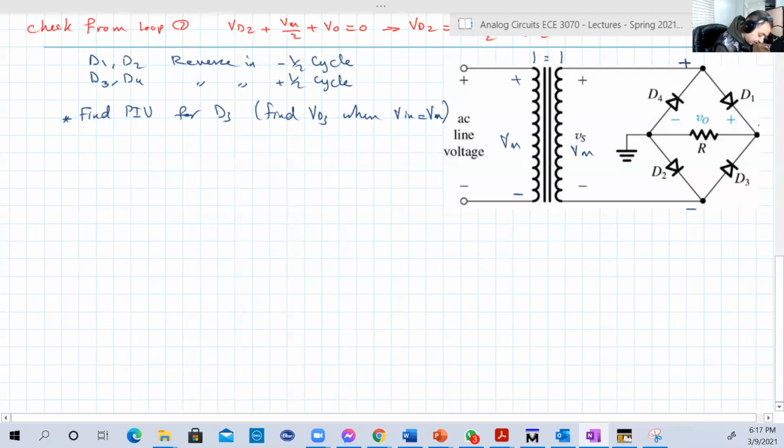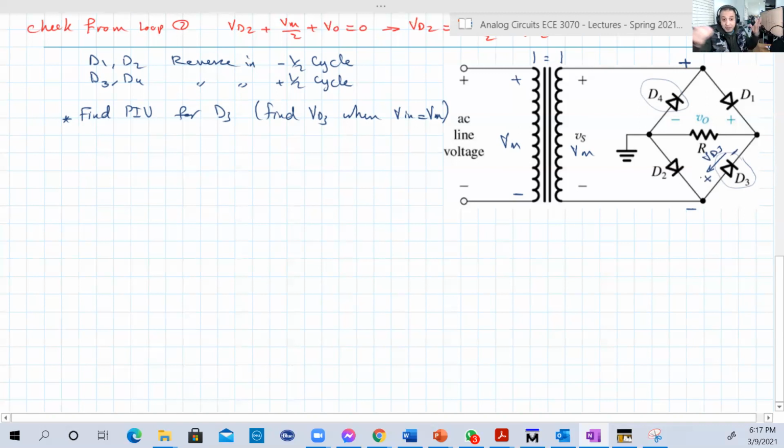And as you see here, just a check, D3 is really reverse and D4 is also reverse, because the N of D4 is connected to the maximum voltage in the circuit, and the P of D3 is connected to the minimum voltage of the circuit. Good. So this is VD3 in that direction from N to P. Negative here, positive here. Okay.